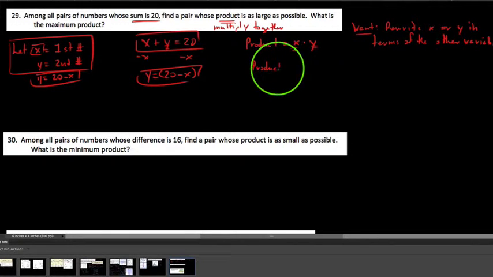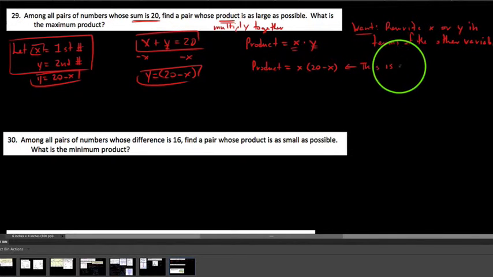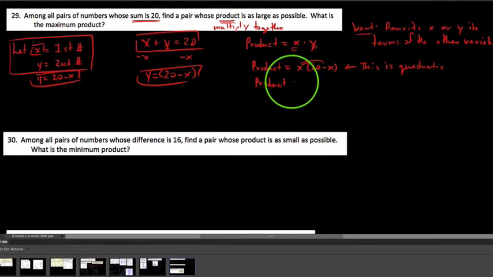I could say the product of these two numbers is not x times y, but it's really x times 20 minus x. Now, here's the fantastic thing about this: it is quadratic. I know you don't believe me, so I'm going to multiply this out and clean it up a little bit, and we get 20x minus x squared.